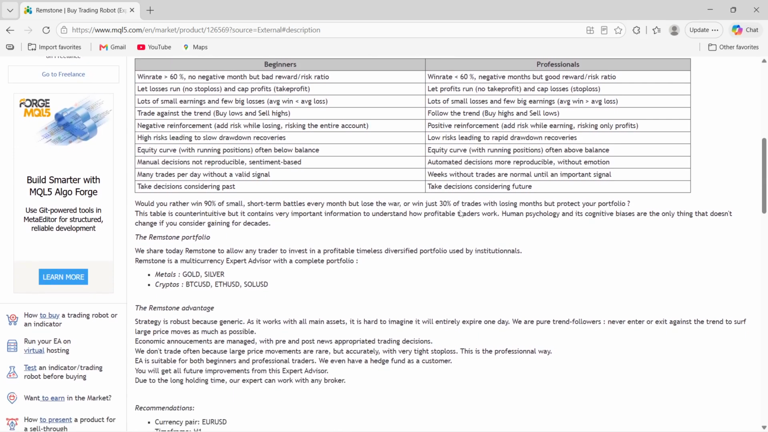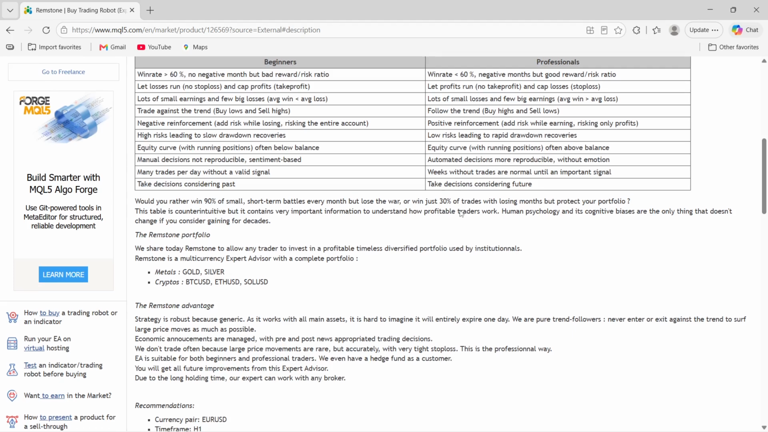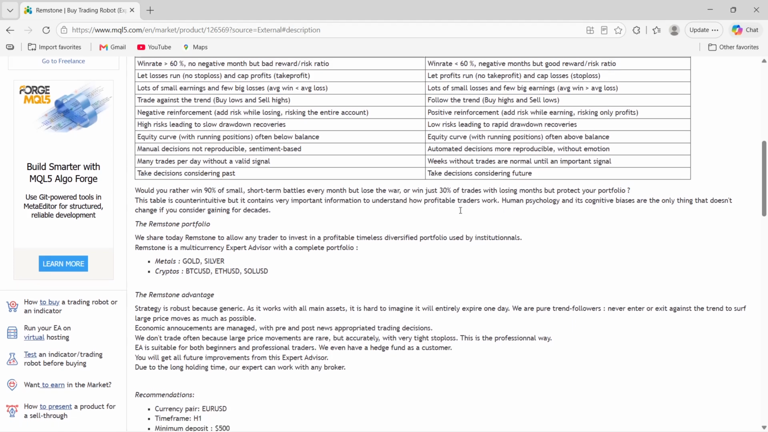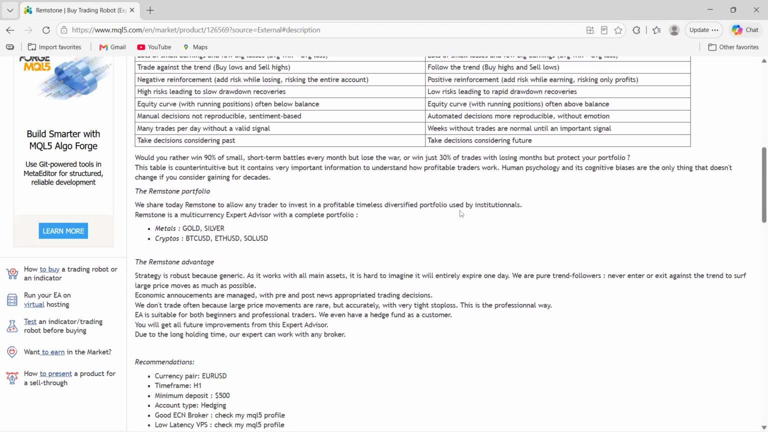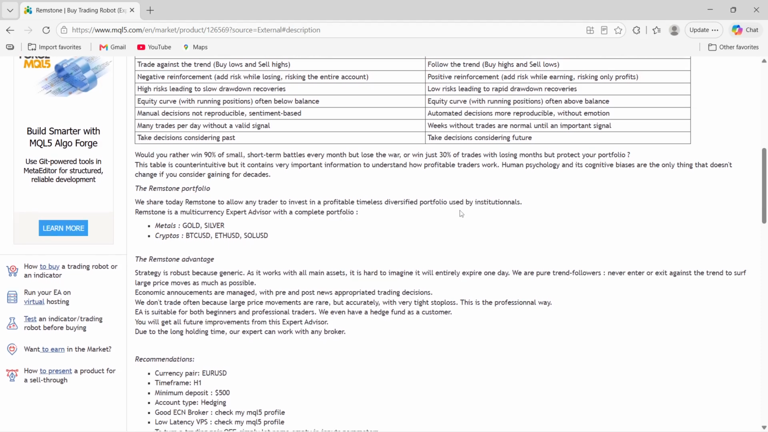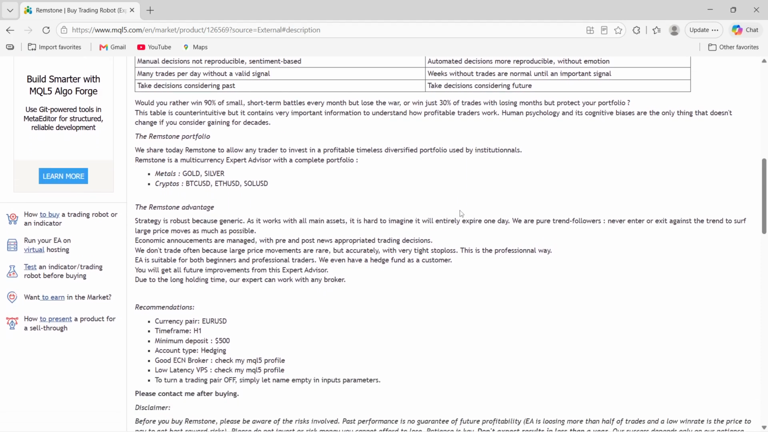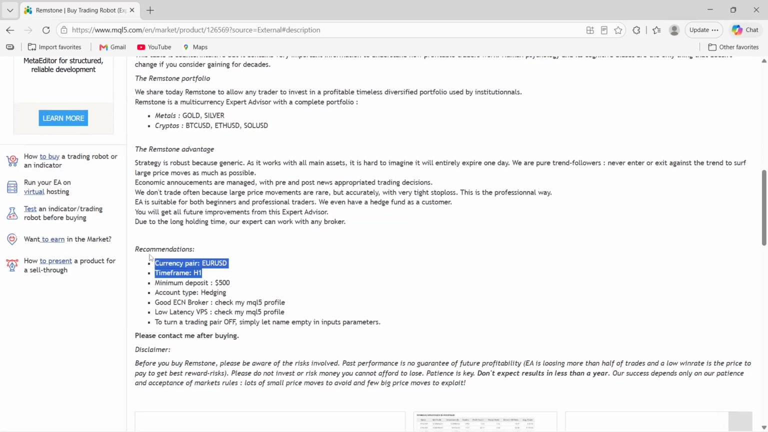The markets it focuses on are also interesting. On the page, they highlight that it's really built for multi-asset trend following, Forex majors, metals like gold and silver, and even some crypto pairs. EURUSD on the hourly time frame gets mentioned as kind of the base or reference setup, as you can see in the recommendations. We also have a recommendation of $500 as the minimum deposit. And yeah, also recommended to use a good ECN broker and low latency VPS.